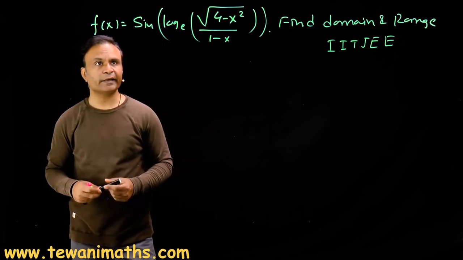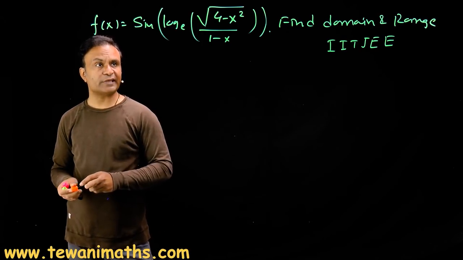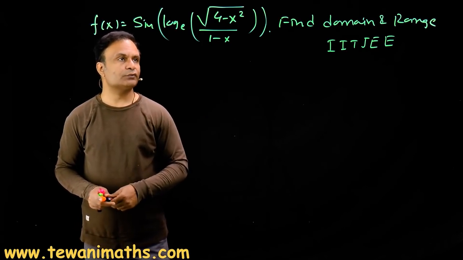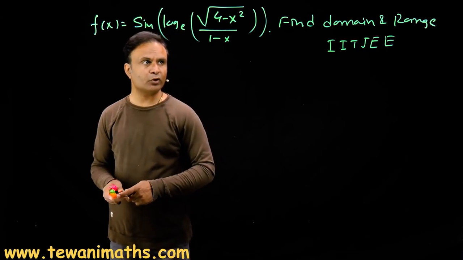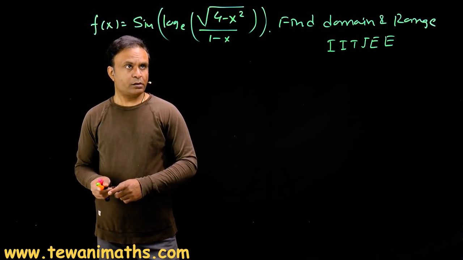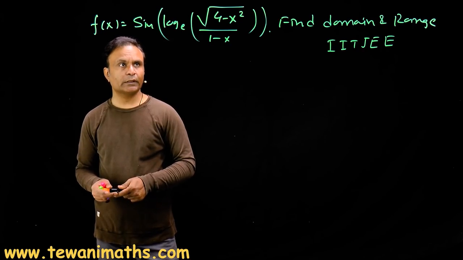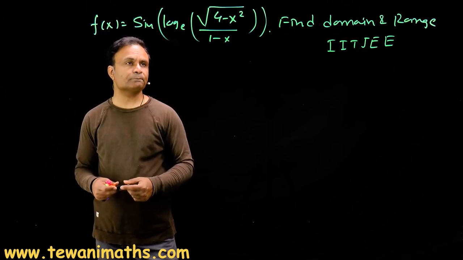Question is find domain and range of this function f(x) is equal to sine of log of square root of 4 minus x square upon 1 minus x. Let's first find the domain. What will be the arguments?